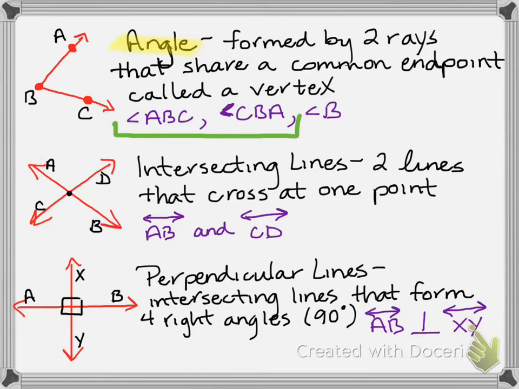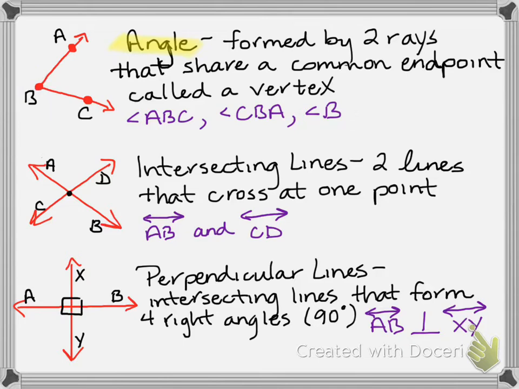Also, please notice that B is in the middle both times. That's the only way that you can use all 3 letters. You would not call this BAC. You would not do that. They have to go in order on the angle. The common endpoint, the vertex, is always in the middle. All right, the last way you can label this is just with the endpoint. You can take the endpoint, the vertex, and you can call it angle B. That's the 3 ways that you can label an angle.